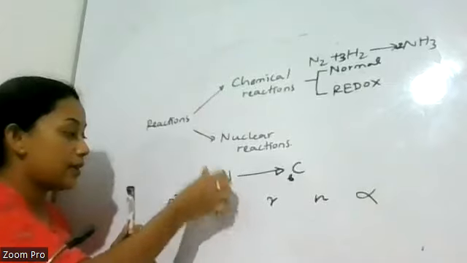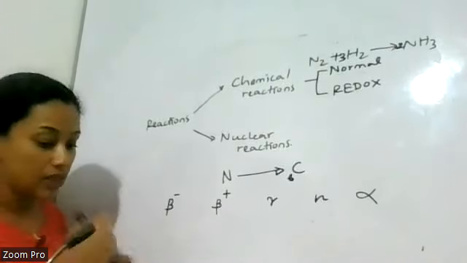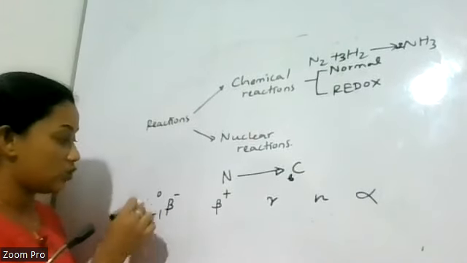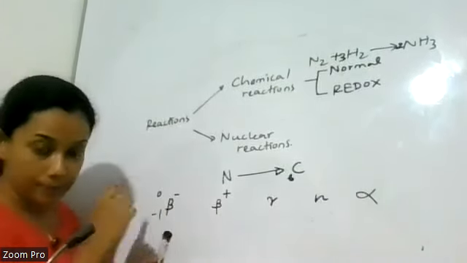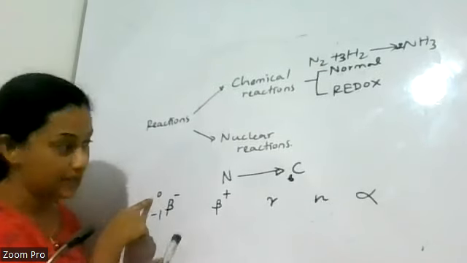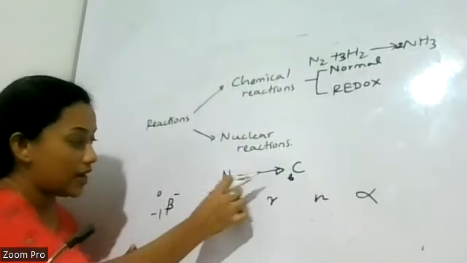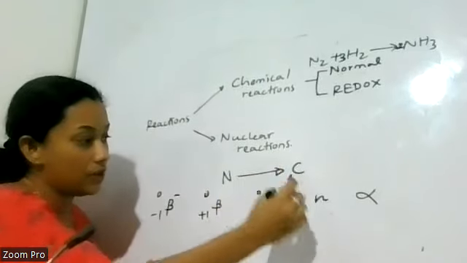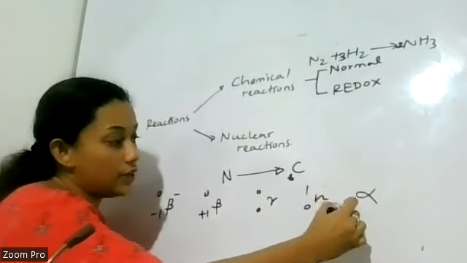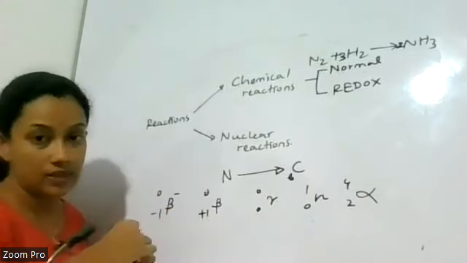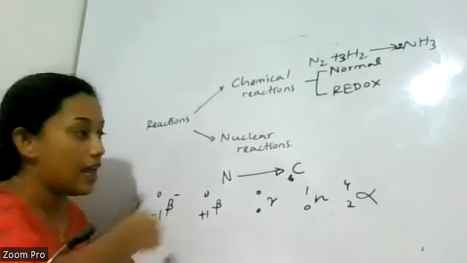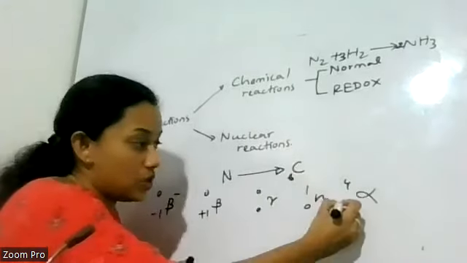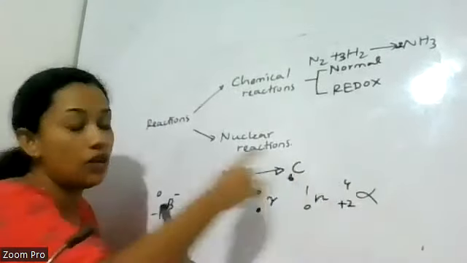And what happens in beta emission? It looks like this: 0 and minus 1. Charge is minus 1, and 0 is the mass. Opposite to that, plus 1 and 0. For gamma, 0 and 0. For neutron, 1 and 0. For alpha, plus 2 and 4. Correct? Alpha is a helium 2 plus nucleus, with charge plus 2 and mass number 4.